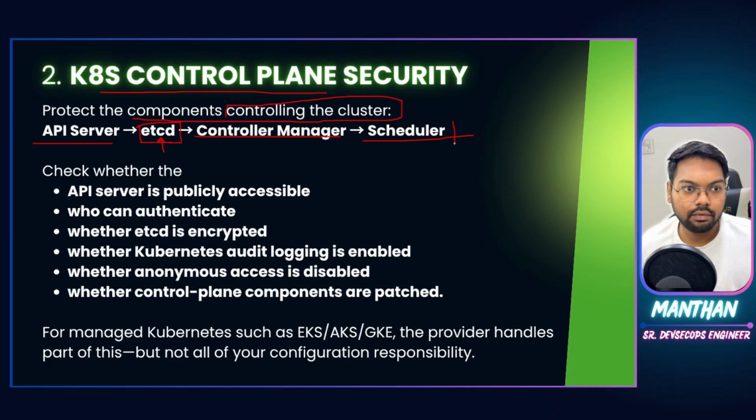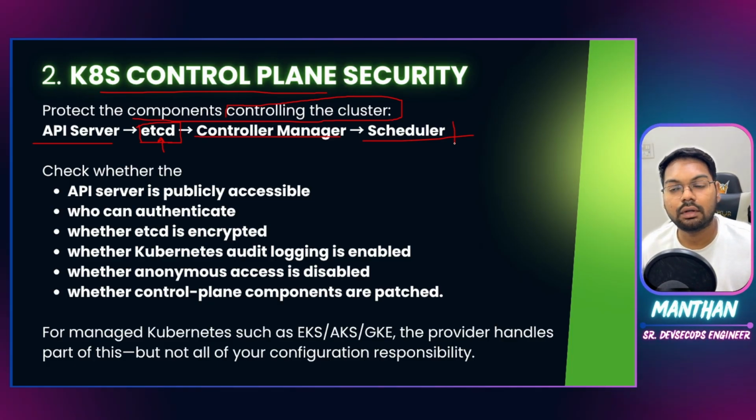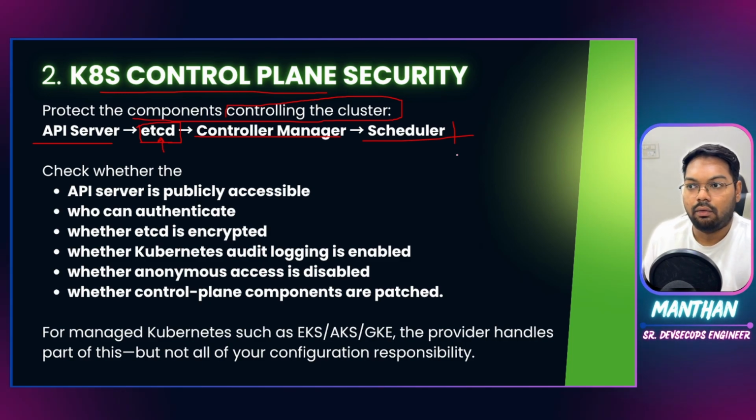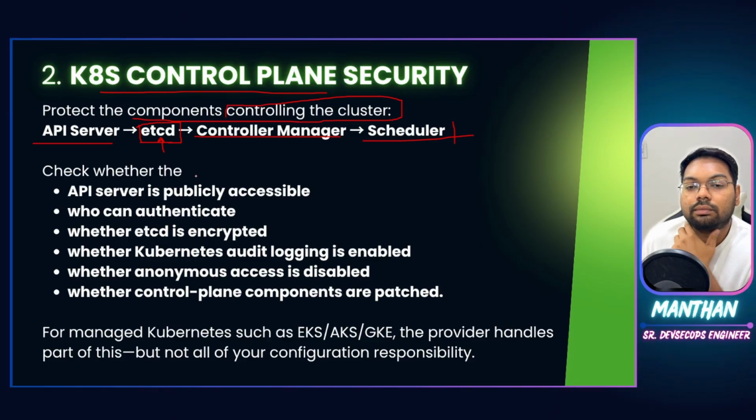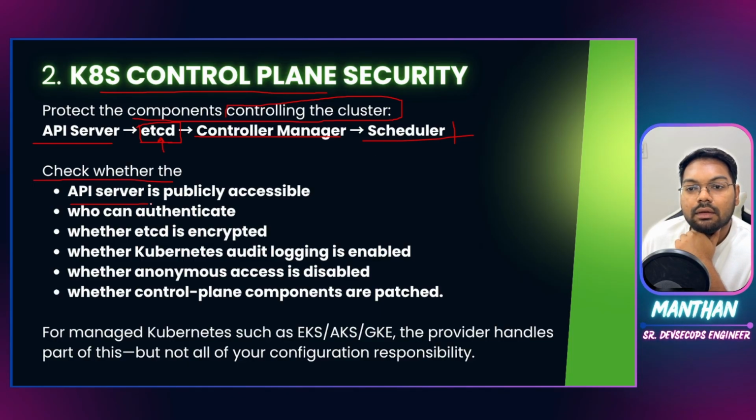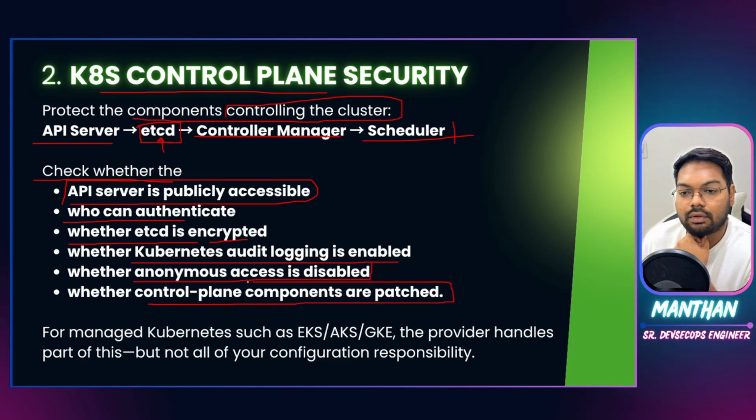Are those nodes safe and secure? Those nodes should not have any defective or vulnerable packages, libraries, or software installed on them. Then check whether the API server is publicly accessible or not, who can authenticate to the API server or the cluster, whether etcd is encrypted, whether Kubernetes audit logging is enabled, whether anonymous access is disabled, and whether control plane components are patched and updated.